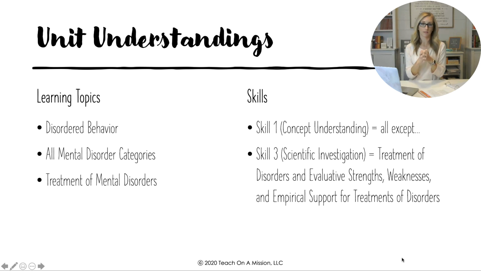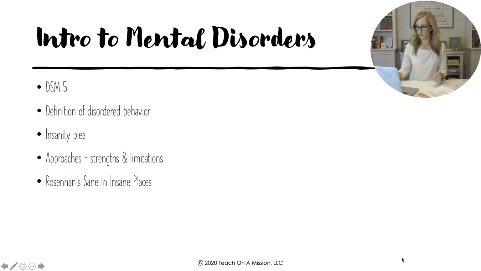And then scientific investigation, or skill 3, is super important, because there's a lot that they're putting there. The treatment of disorders, really all of treatment of disorders, you've got to have that scientific investigation. And like I've said before, in skill 3, analyze psychological research studies. They're going to give you research studies here about the treatment of disorders, but also evaluating strengths, weaknesses, and empirical support for the different types of treatment for disorders.